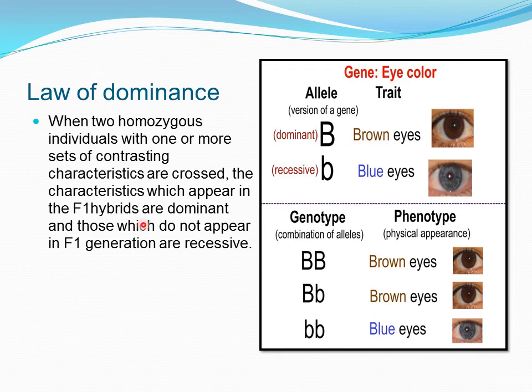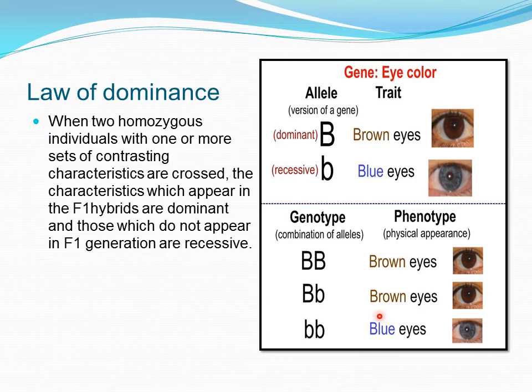In the F1 generation, all dominant characters appear. So all will be brown eyes. So the phenotype or the physical appearance will be brown eyes, though their genetic combination will be Bb. Though their genetic combination is Bb, their phenotype will be that all will have brown eyes. And the dominant character will be appearing only in the F1 generation. So this is the law of dominance.